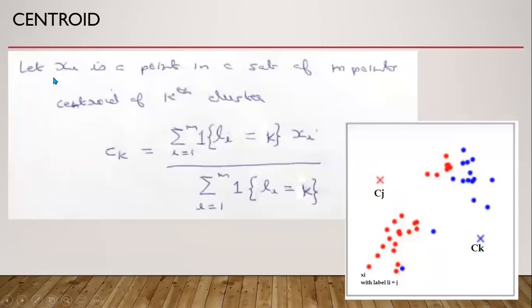How do we calculate the centroid? Let Xi be a point in a set of M points. The centroid of cluster K is equal to the average of all these points with respect to the distance metric used.